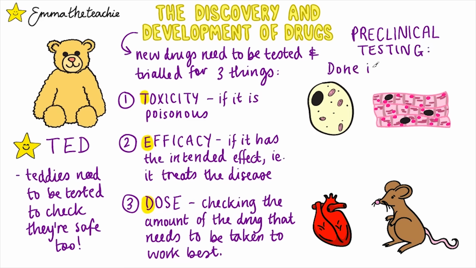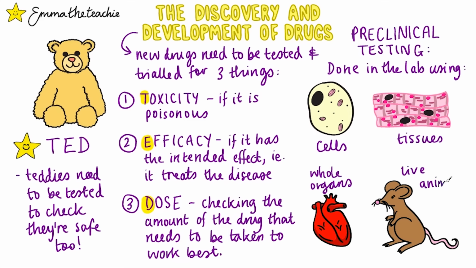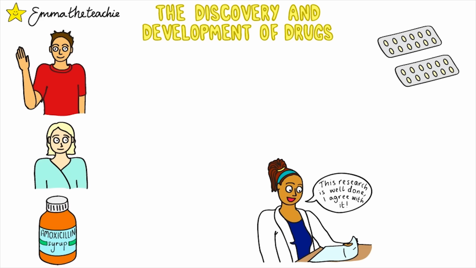This is testing the drug in a laboratory using cells, tissues, sometimes whole organs, and live animals. Cells and tissues are used first before testing on live animals. There are a lot of strict rules before testing can be done on real animals. If the drug passes the test for the preclinical trials, then clinical trials may begin.